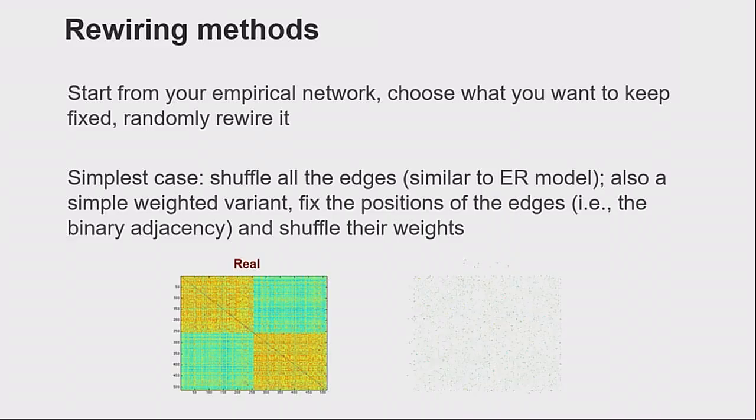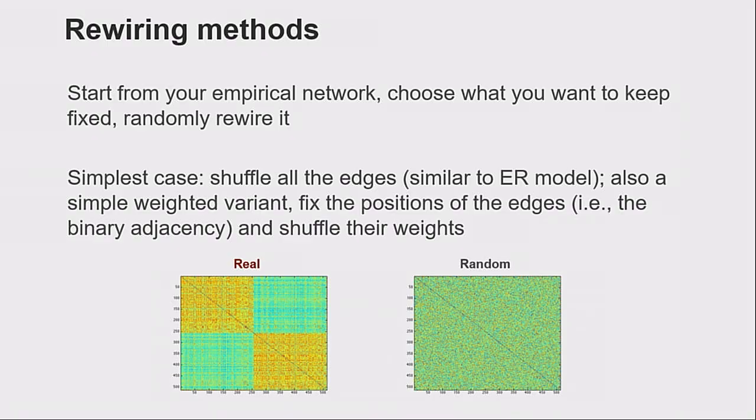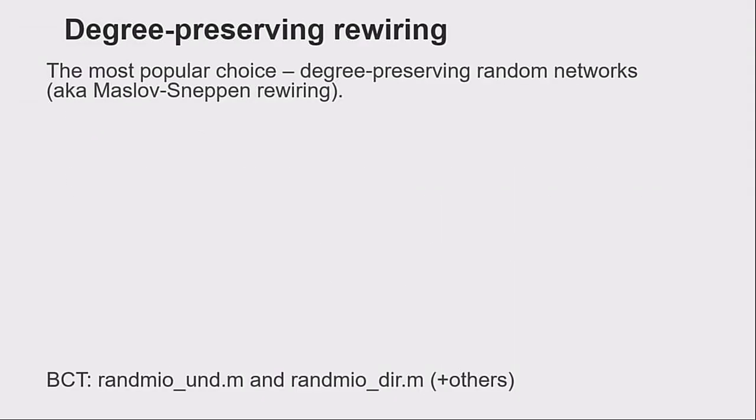You just rewire things randomly, and that's kind of an equivalent to the Erdős-Rényi. And if you have weighted networks and you're not interested in actually physically changing the binary adjacency, you can just shuffle the weights, for instance, and completely break all your structure. But this also tends to give you narrower degree distributions, kind of like Erdős-Rényi. By far the most commonly used method, we use these RAND-MIO routines in the Brain Connectivity Toolbox so often that we just refer to it as RAND-MIO, but people often call them degree-preserving random networks.